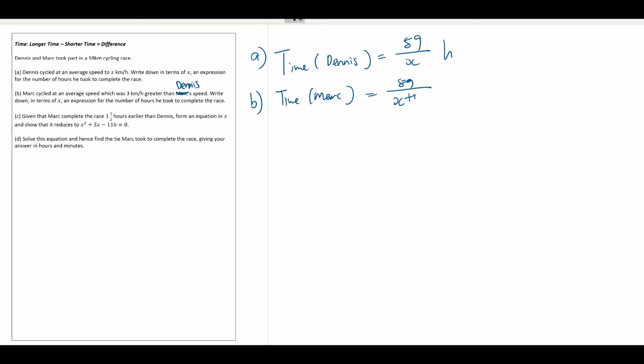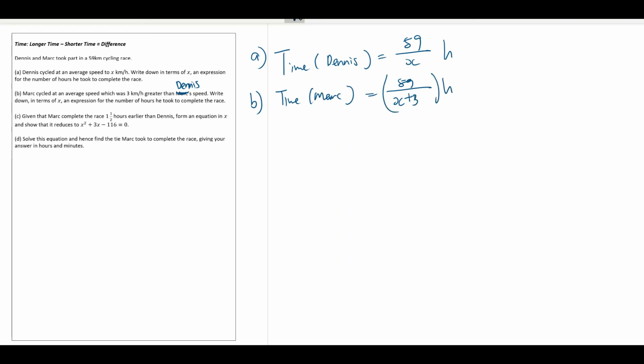So like I said, the first part they will give you: find the number of hours that he took to complete. So time for Dennis is equal to distance divided by speed, and this is in hours. B. Mark cycled at 3 km/h faster than, sorry, this should be Dennis. Mark cycled at 3 km/h faster than Dennis. Write down the number of hours, same thing. So the time for Mark is equal to 59 over x plus 3.